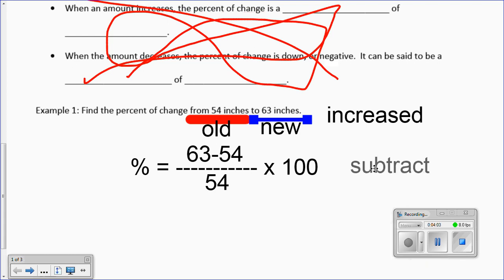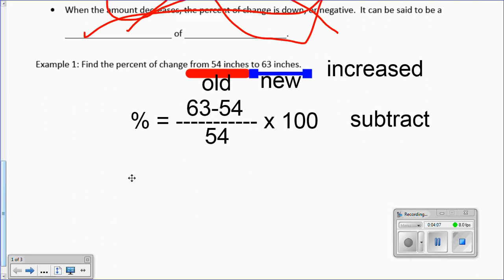So we're going to get a single number first. The very first step we're going to do is subtract. Okay, so 63 minus 54. I'm just going to rewrite the whole thing. We're still going to have the 54 on the bottom, but 63 minus 54 is 9.